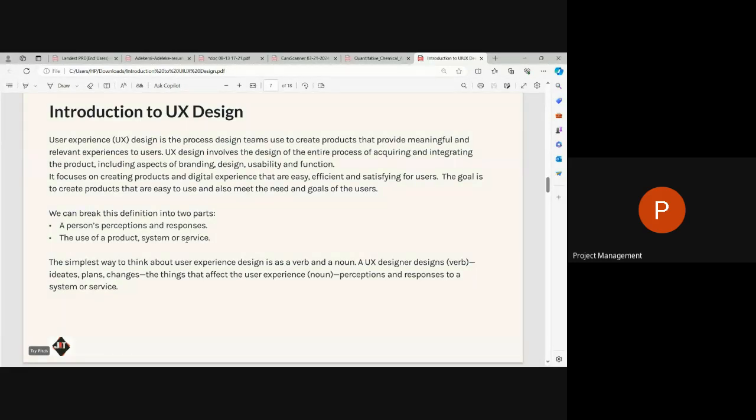So it focuses on creating products and digital experiences that are easy to use for the users. They are efficient, that is functional for the users, and also satisfying for the users. The goal of UX design is to create products that are easy to use, and they must also meet the needs and the goals of the users. They must also solve the user's pain points and needs. That is what UX design practically means.